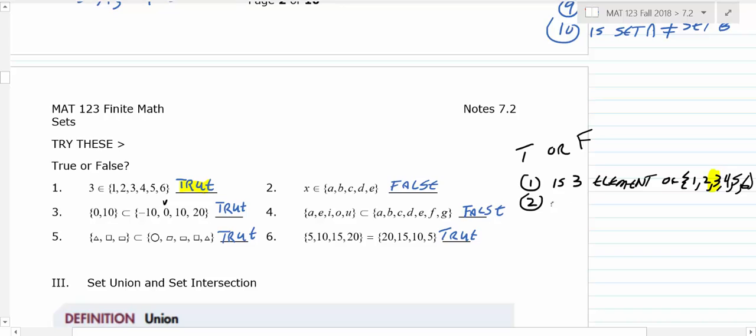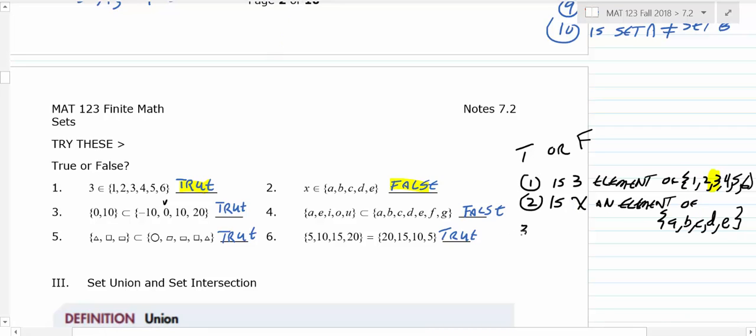Number 2 is another question about element. It's saying, is X an element or a member of the set A, B, C, D, E? It's not a subset. We're just saying, is X in this set? No, it isn't. So that's false, because that X does not occur in that set.